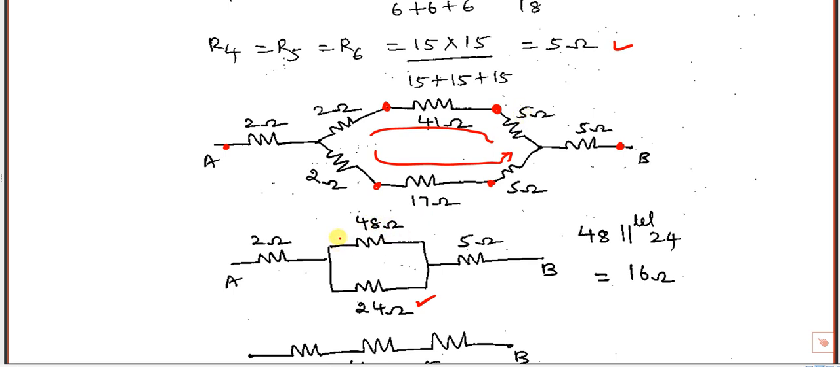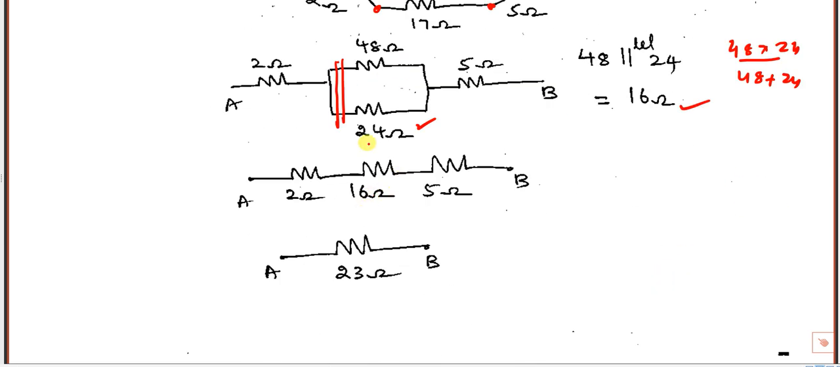This is 48. Now this 48 and 24 are in parallel. This we have written as it is, 5 ohms. This 2 ohms we have written as it is. Only this center part we are reducing into a single resistance. This is series. Get one equivalent resistance of 48. Below path is also series, 24, and now 48 and 24 are in parallel. So do 48 into 24 divided by 48 plus 24, you will get 16 ohms.